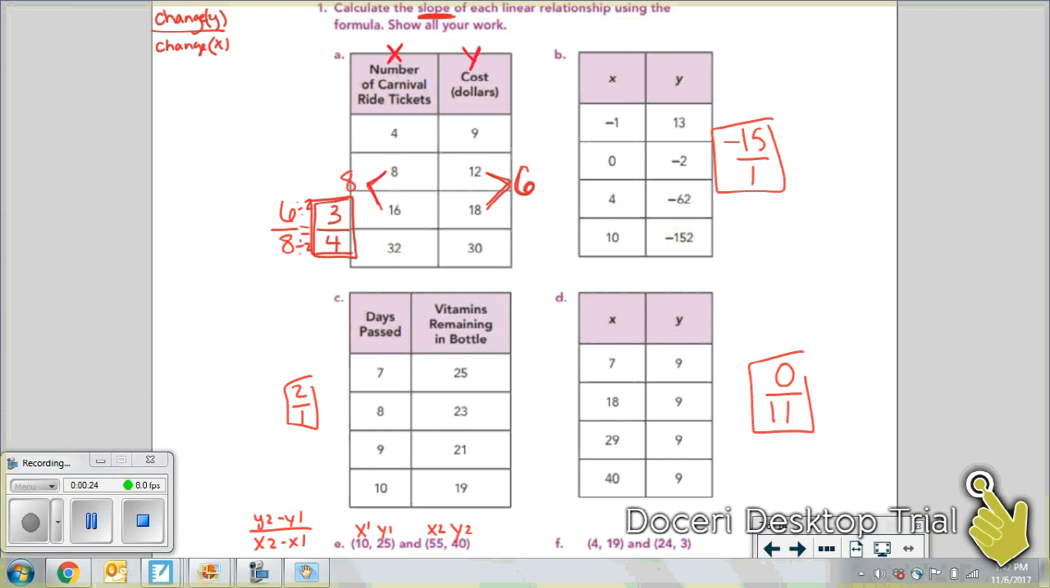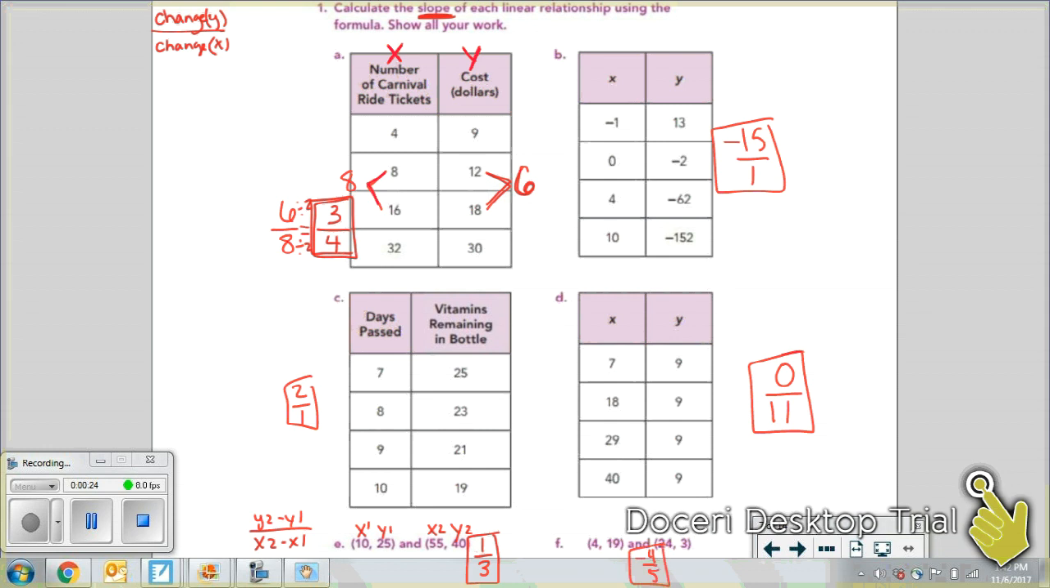Now, we have actually talked about this, but we're not going to go into detail of it right now. But you will get a chance where we talk about what it means when there's 0 in our slope. Let's look at E. E should have been 1/3, or 1 over 3 for our slope. And then F should have been negative 4 over positive 5. So hopefully these are answers that we got.